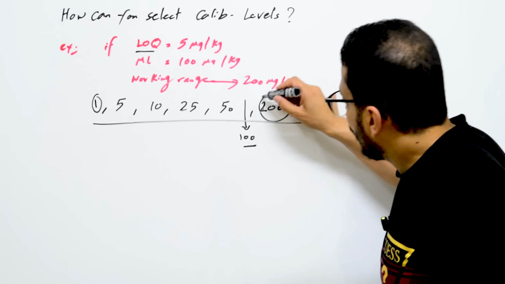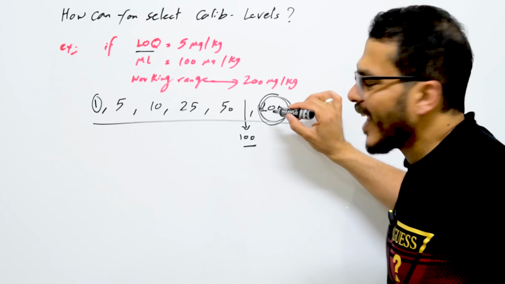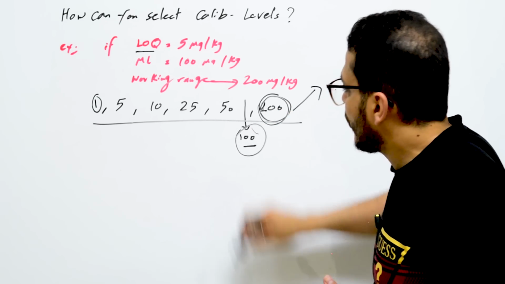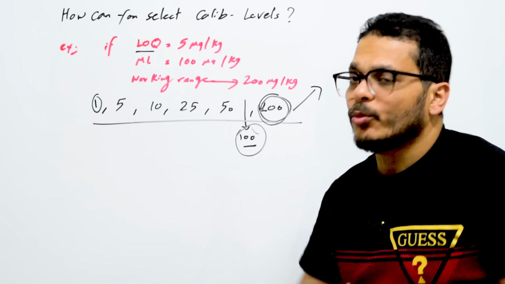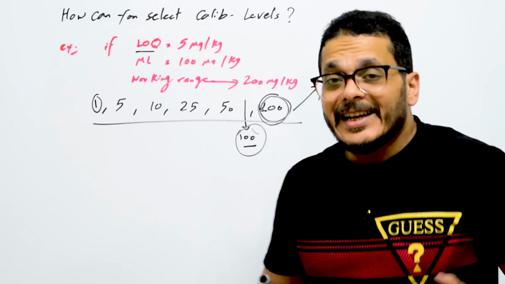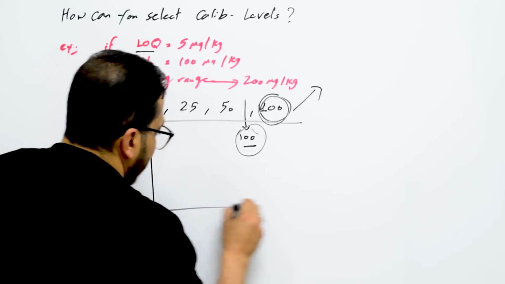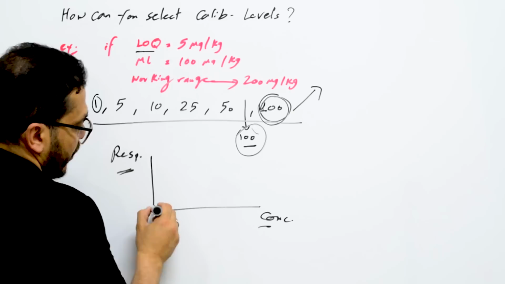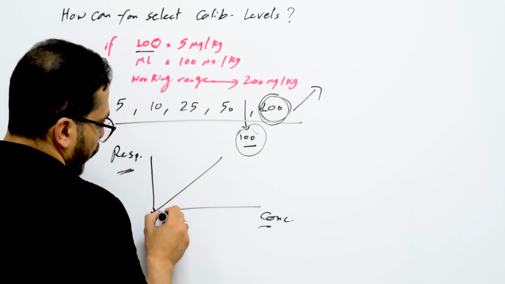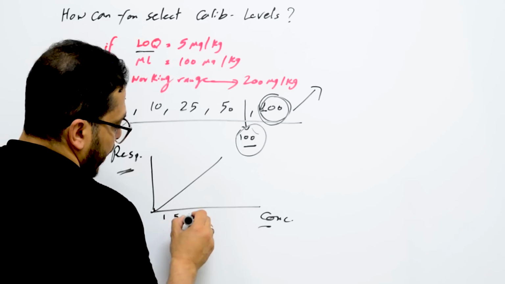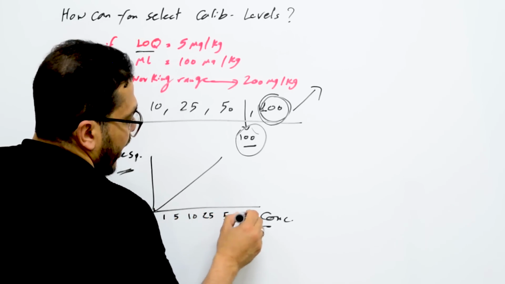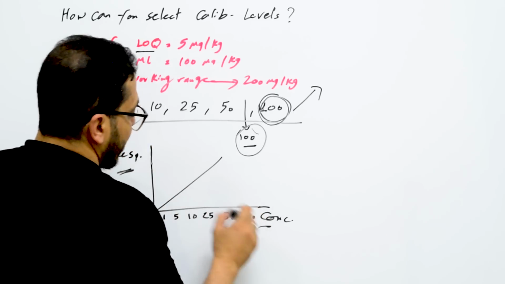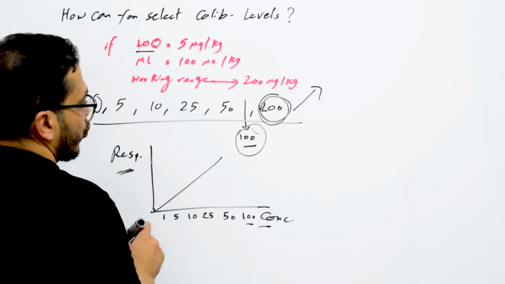If the instrument is saturated at this point, then don't add this point, but any result higher than the highest calibration level, which is 100, should be diluted to be in between the calibration levels. So the relation now will be between the response and the concentration. You will start from concentration 1, 5, 10, 25, 50, 100 or 200. If you can get 200, it's okay. If not, you can go up to 100 only, and as I said, you should dilute.